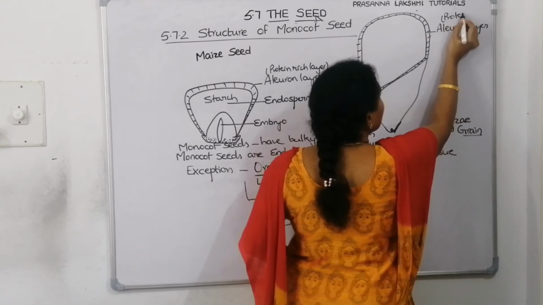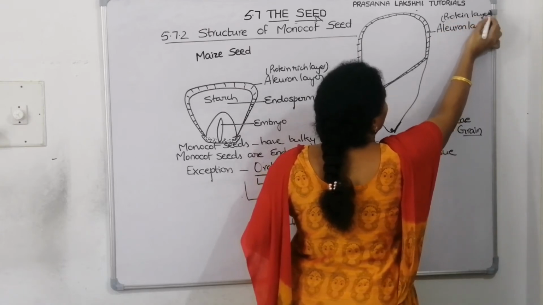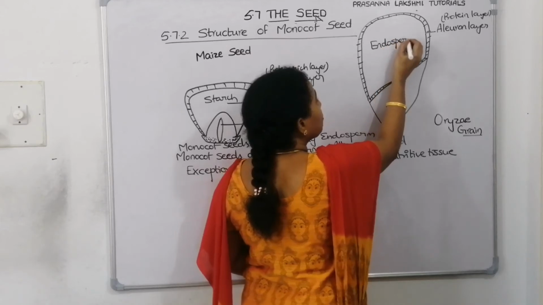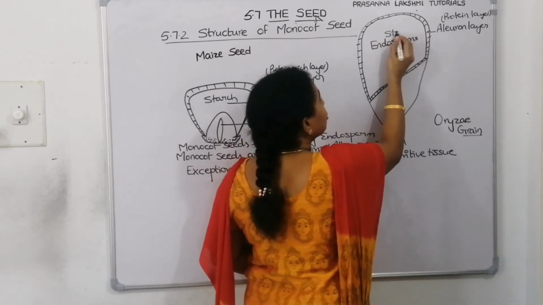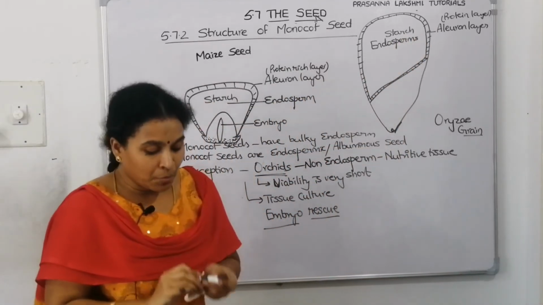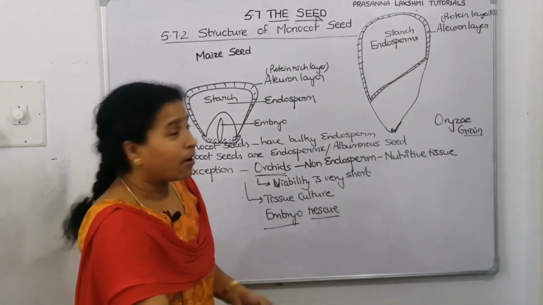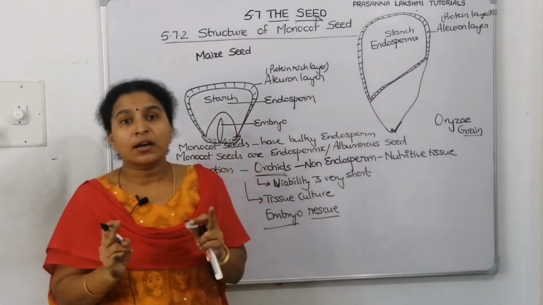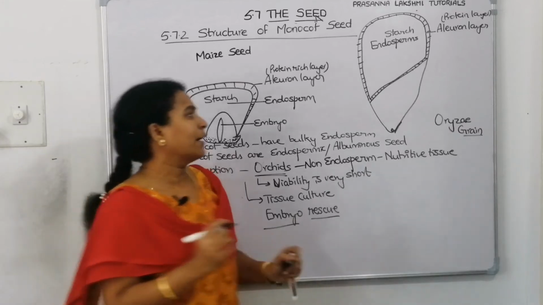It is a protein layer. Now, what is the inside content? It is endosperm. What nutrition is it storing? Starchy endosperm. Then where is the embryo in the monocot? In monocot, the embryo is at the corner. Here is an embryo. Now, dicot seeds will have two cotyledons, whereas monocot seed has only one cotyledon.